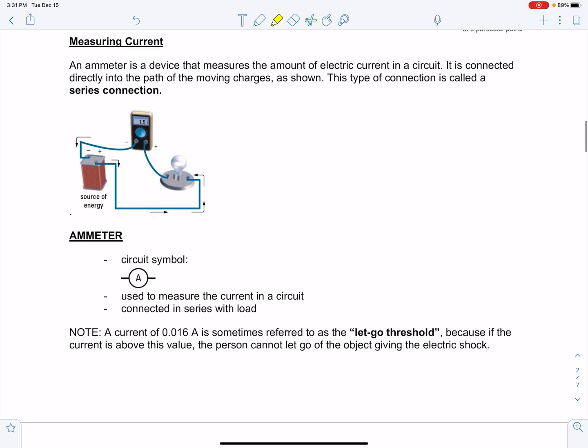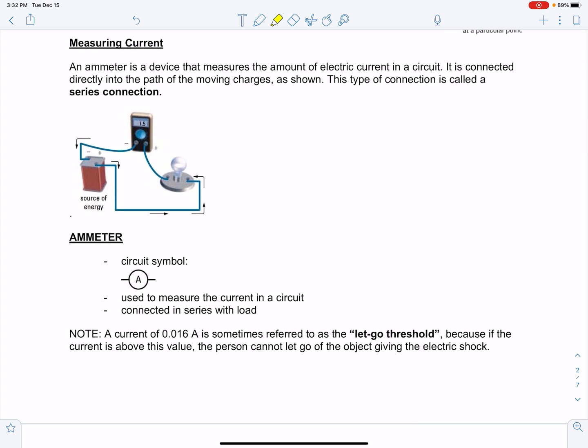When we measure current, we use an ammeter. An ammeter is a device that measures the amount of electric current in a circuit. It's connected directly into the path of moving charges as shown. This type of connection is called a series connection. The symbol for an electric ammeter is a circle with an A around it.